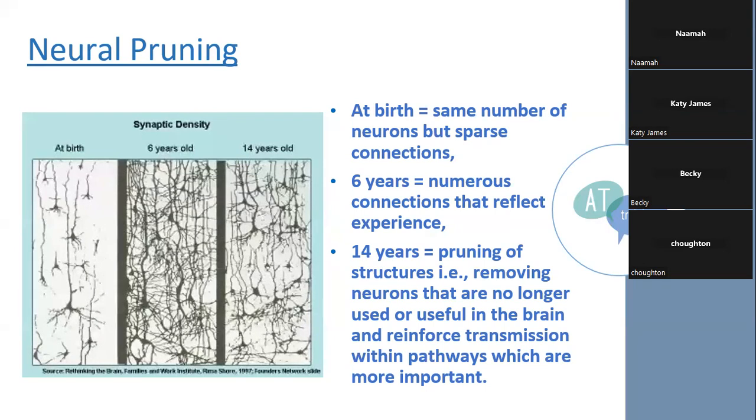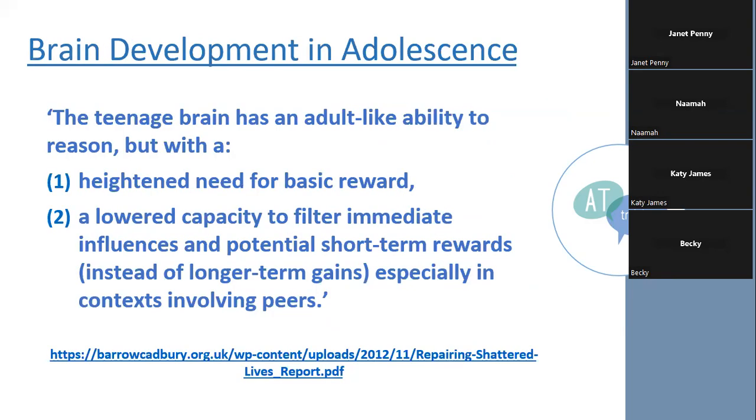we begin to prune, so pruning of those structures. And that is the process of removing neurons that are no longer used or useful. And then we reinforce transmission within pathways which are more important. So the brain is constantly evolving, densing and pruning, and it all is dependent on our experiences and learning. So over late childhood and adolescence, there seems to be a real lack of synchrony or a lag in the development of two really important brain structures.